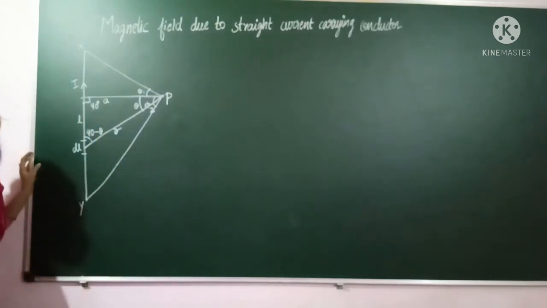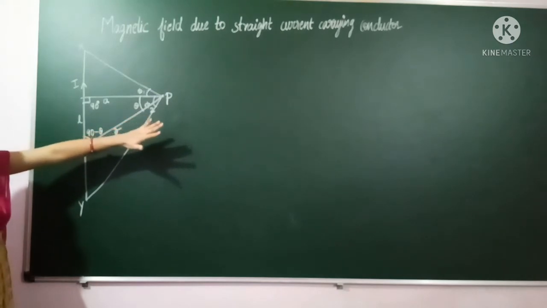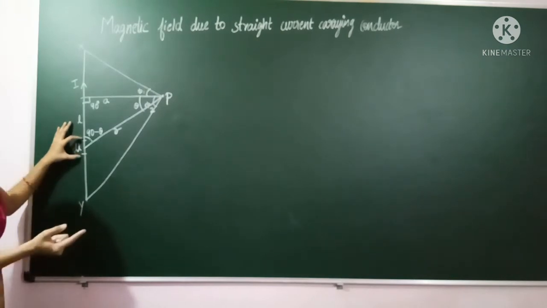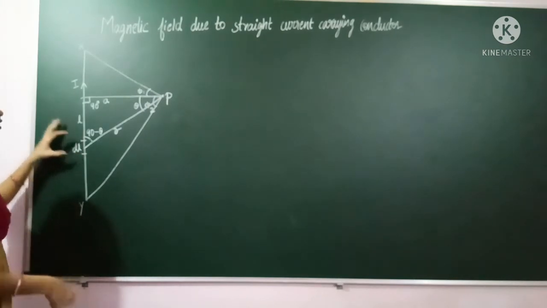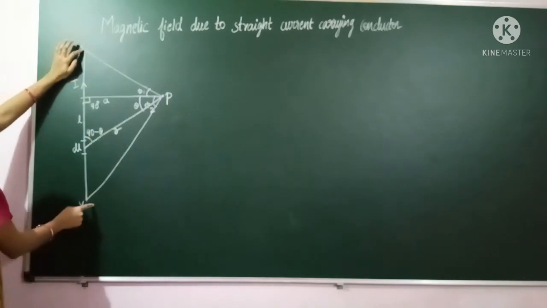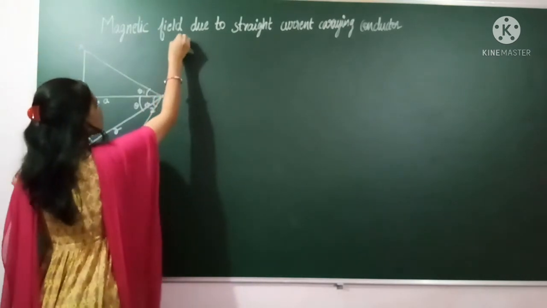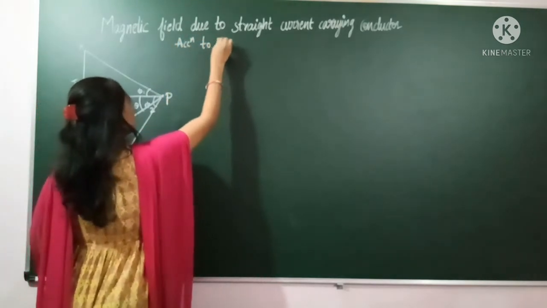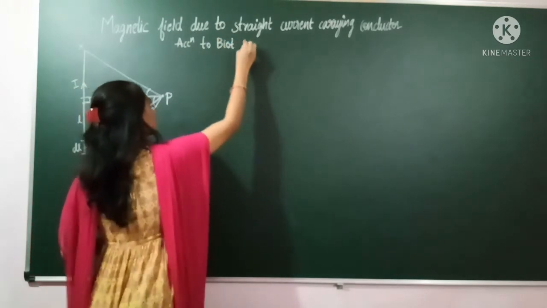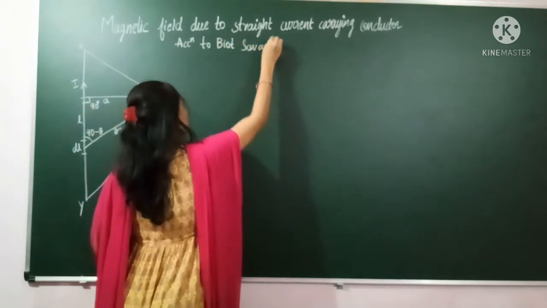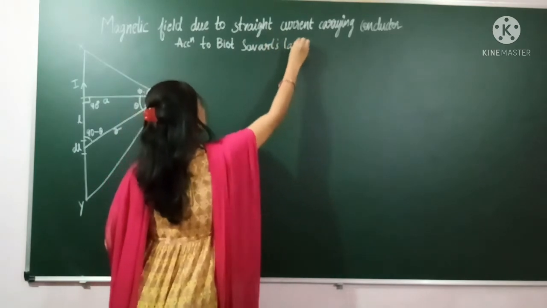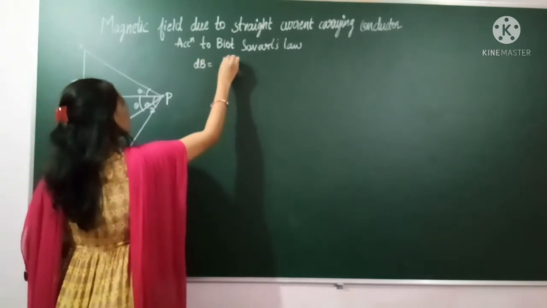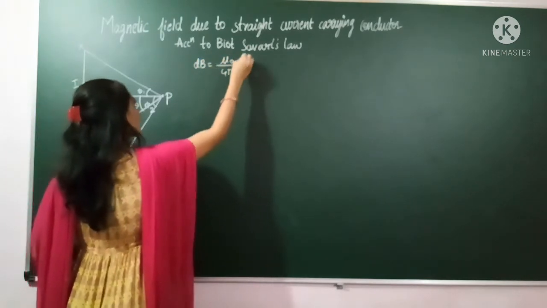Next we will use the Biot-Savart law to calculate the magnetic field for this small current element, and after that we will integrate that equation. When you integrate that equation we will get the magnetic field for the complete wire. So now I will write, according to Biot-Savart's law, dB is equal to mu naught divided by 4 pi, I into dl sine.